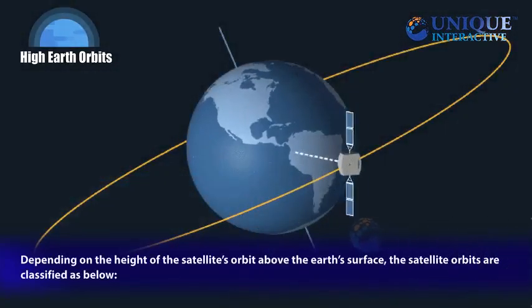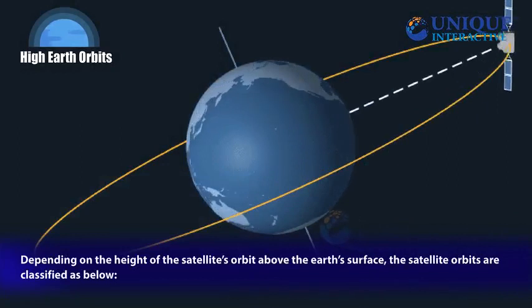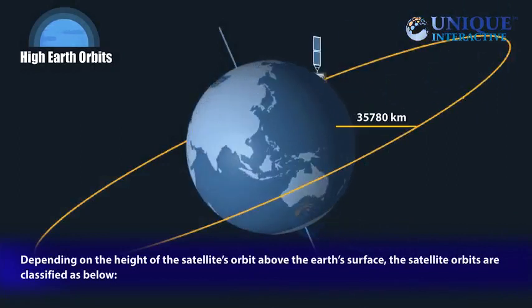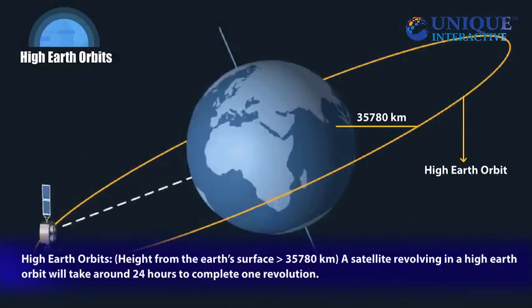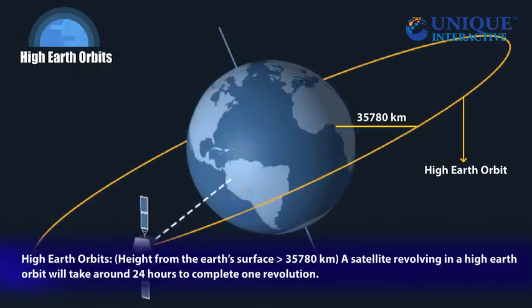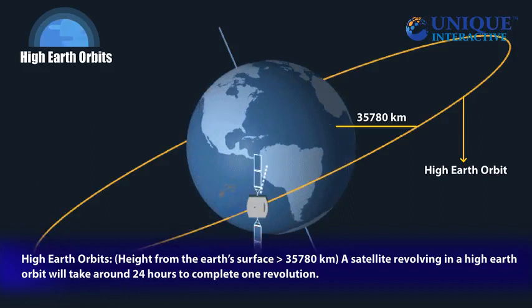Depending on the height of the satellite's orbit above the Earth's surface, the satellite orbits are classified as below. High Earth orbits. These orbits have a height greater than or equal to 35,780 km above the Earth's surface.